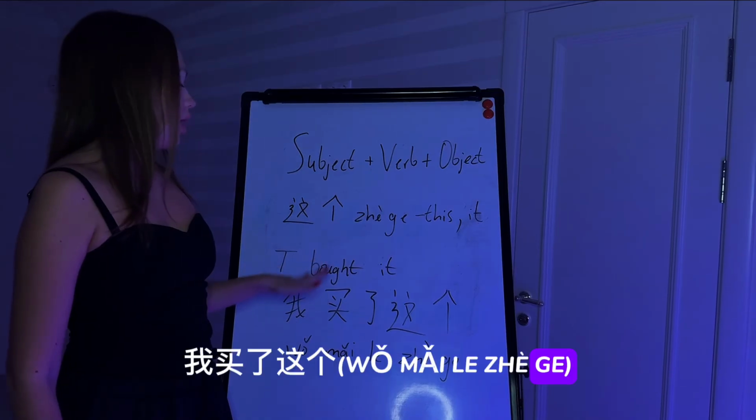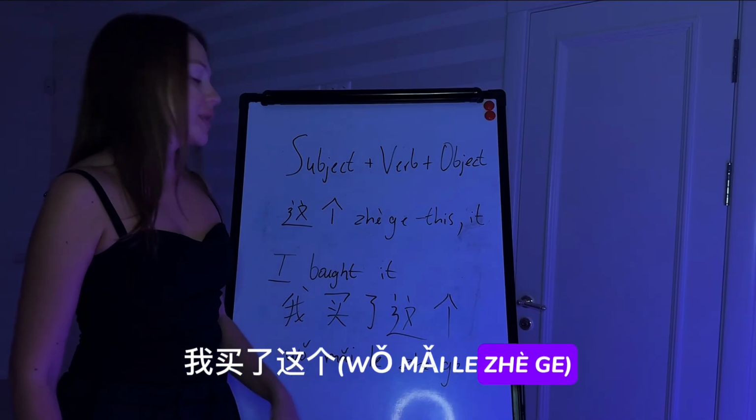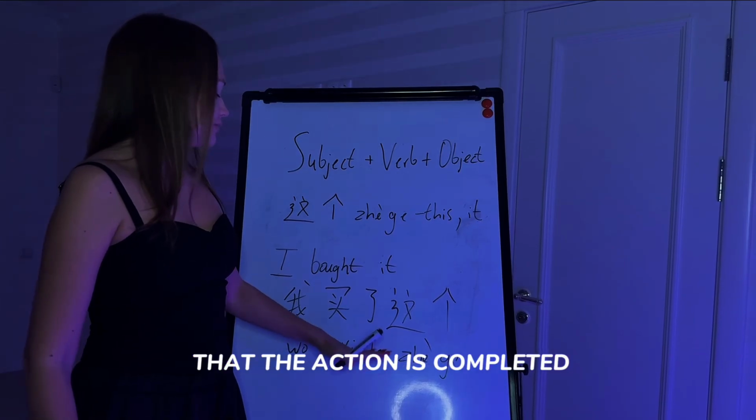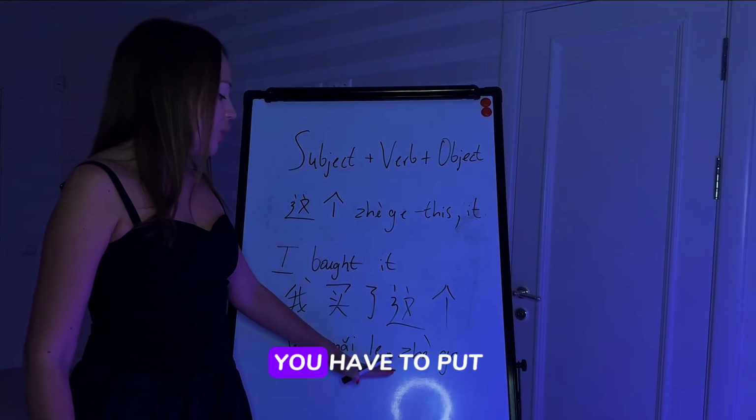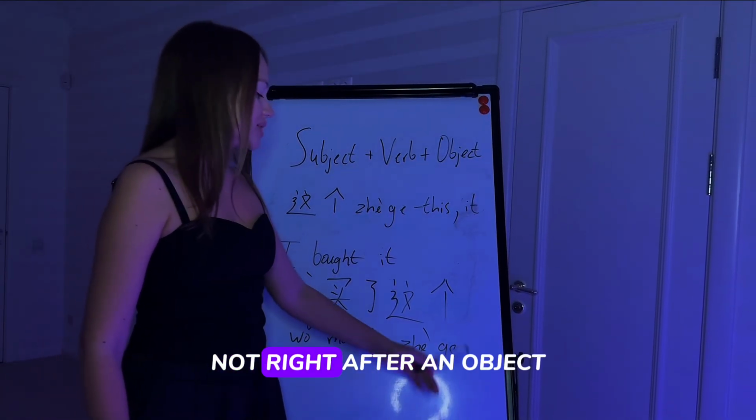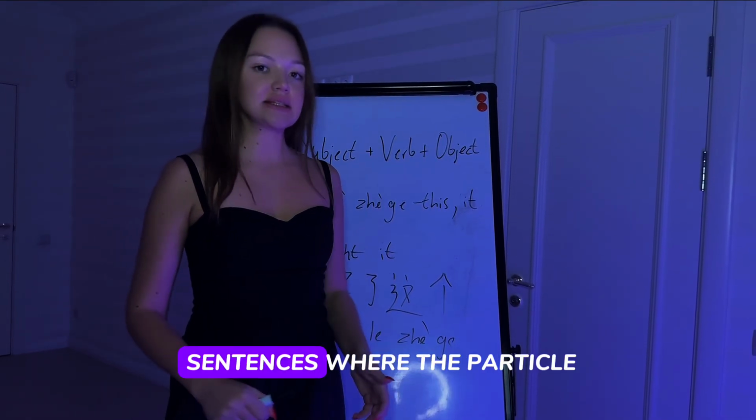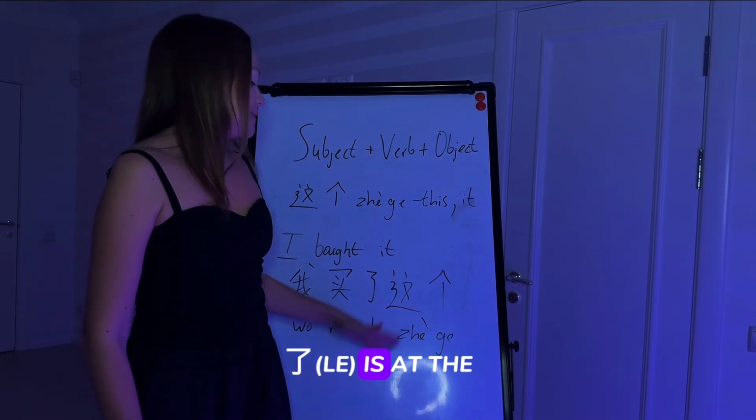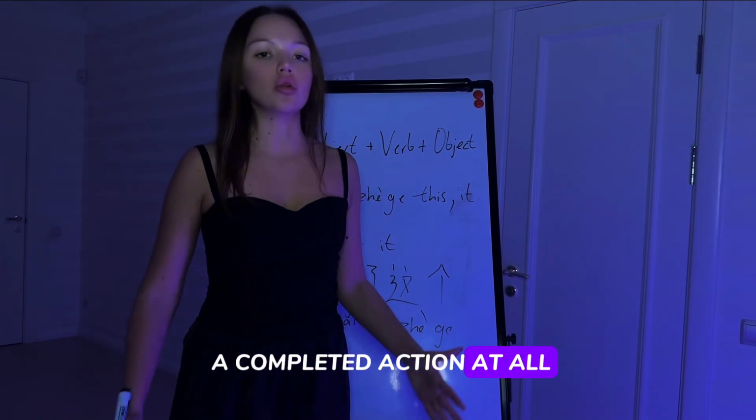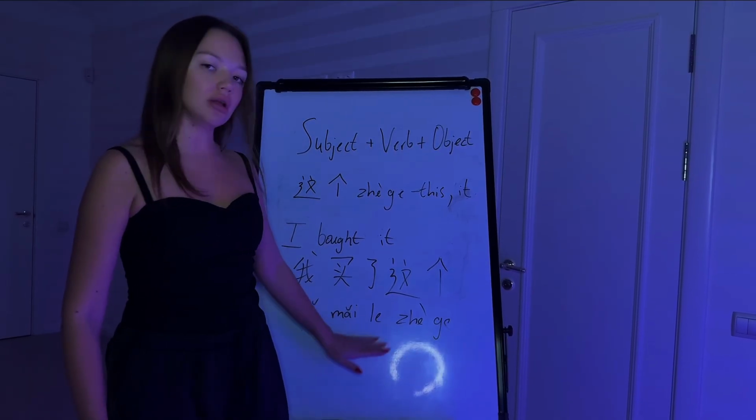So, 我买了这个. But please remember that if you wanna show that the action is completed, you have to put the particle 了 right after a verb, not right after an object. That's the rule. Of course, you will see some sentences where the particle 了 is at the end of the sentence, but it's not about completed action at all.